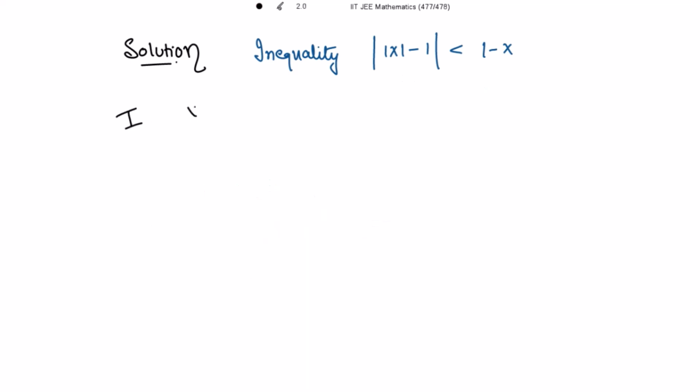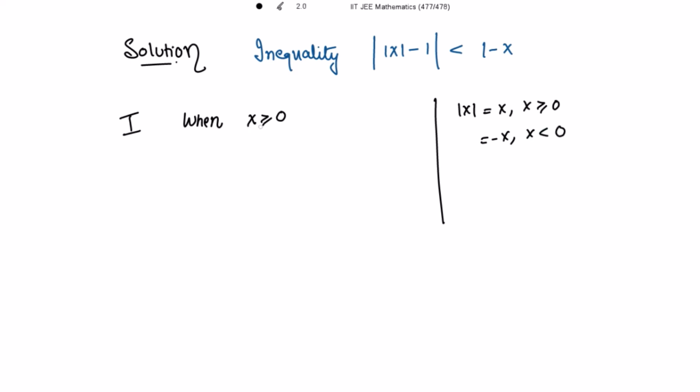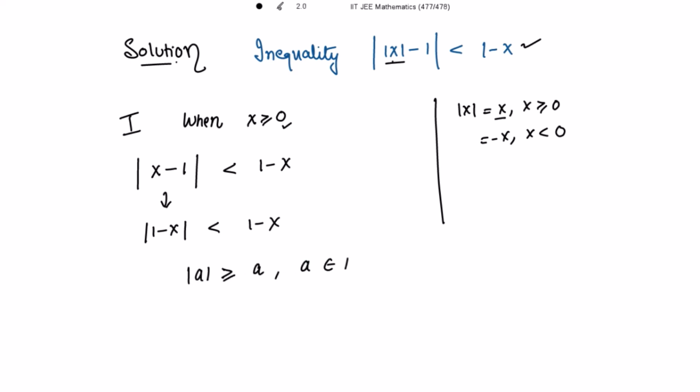So first case, when x is greater than equal to 0, please note that mod of x is equal to x if x is greater than equal to 0 and is equal to -x if x is strictly less than 0, right? When x is greater than equal to 0, this inequality becomes mod of x minus 1 strictly less than 1 minus x. We can also write this as mod of 1 minus x less than 1 minus x. Can this be possible? Yes? No.